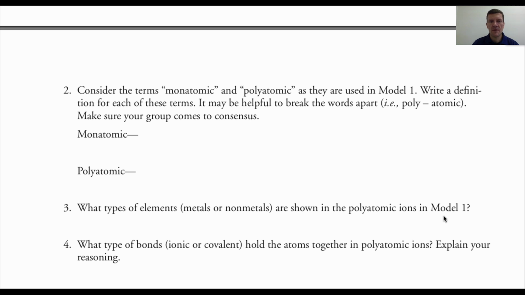Consider the terms monatomic and polyatomic as they're used in Model 1. Write a definition for each of these terms. It may be helpful to break the words apart, for example, poly and then atomic. And monatomic just means 1 atom. Polyatomic means 2 or more atoms. Okay?